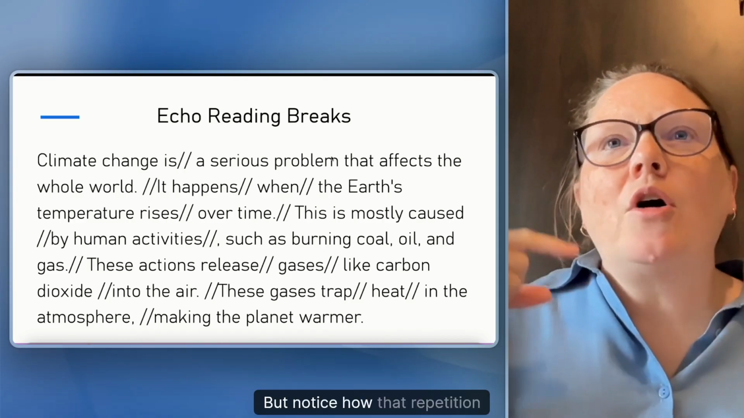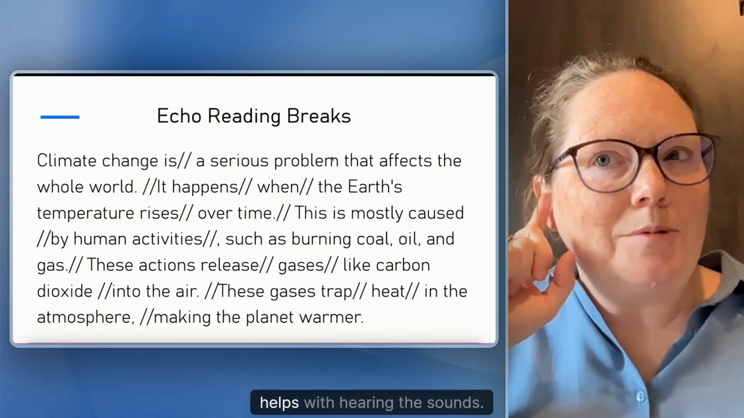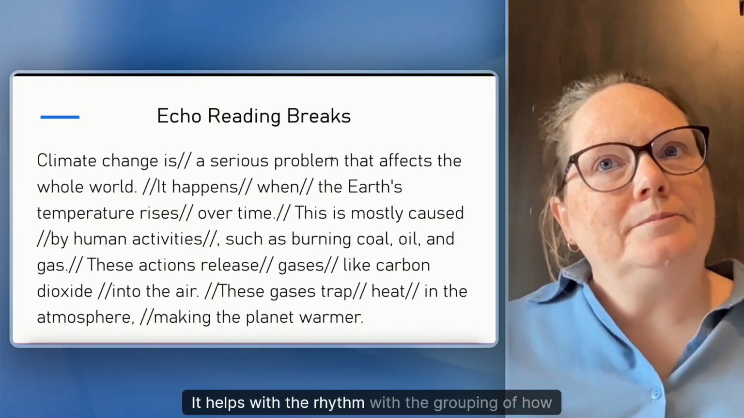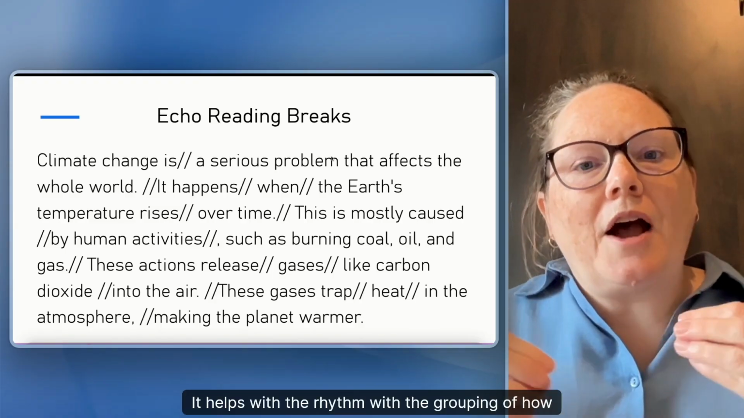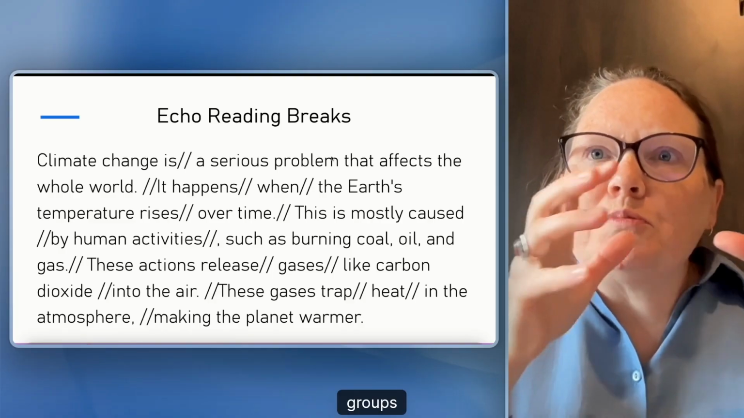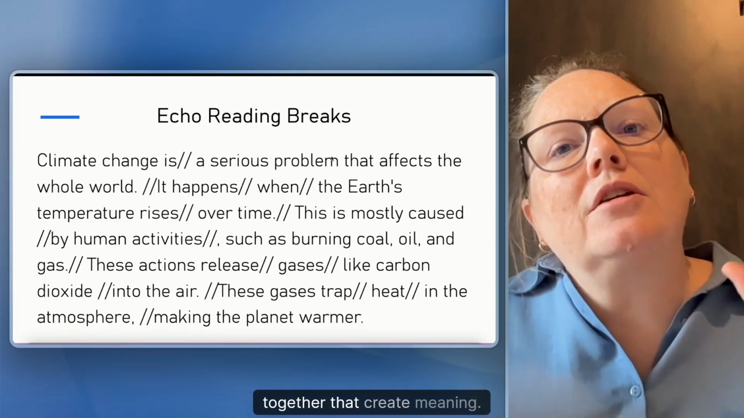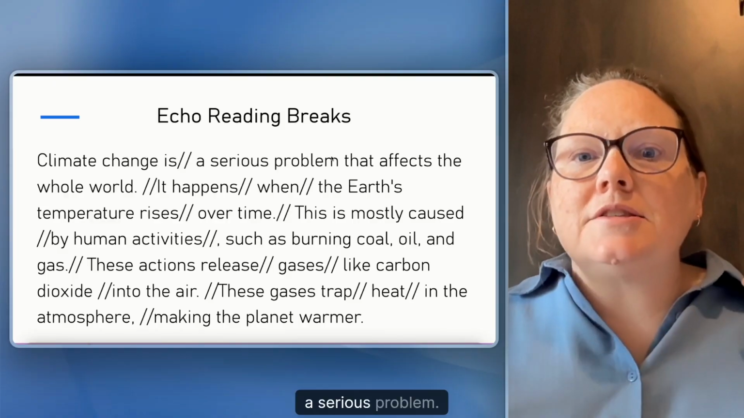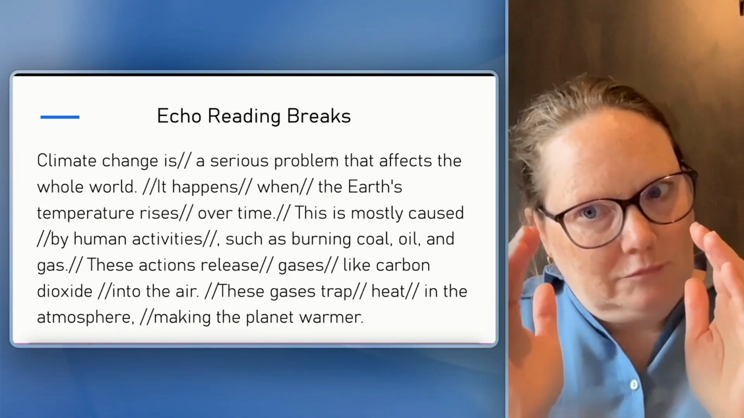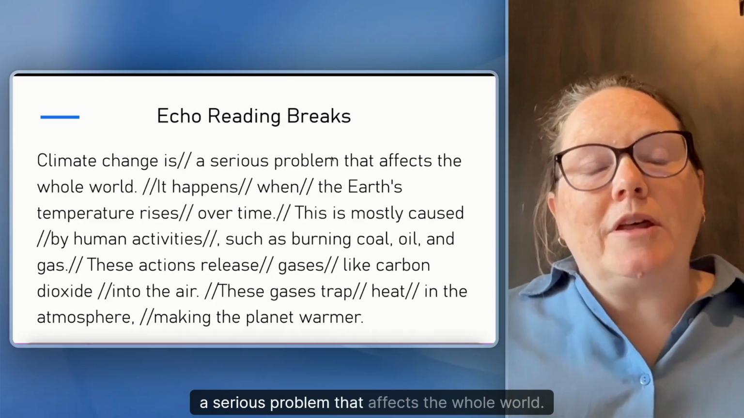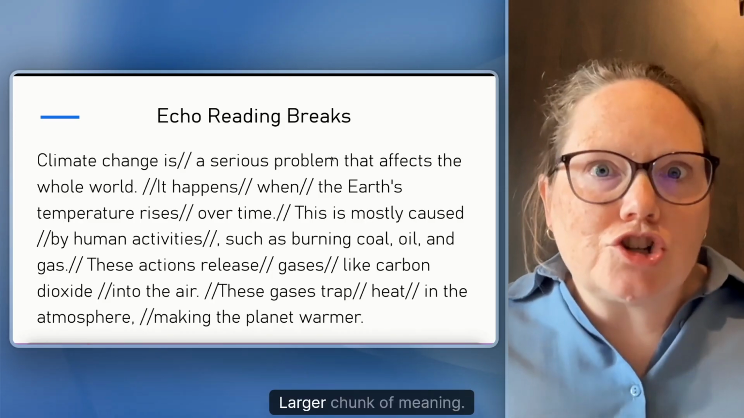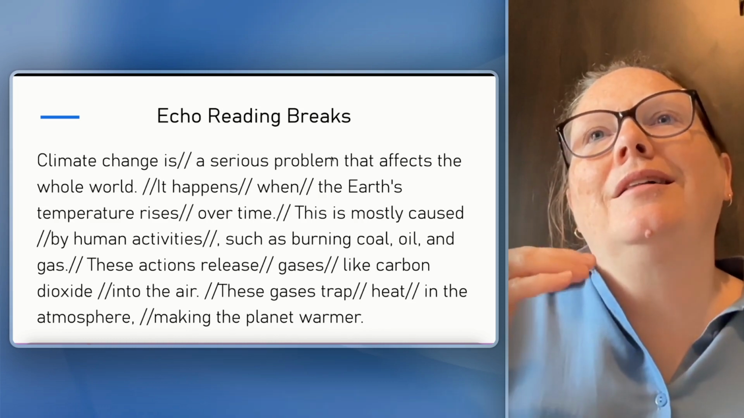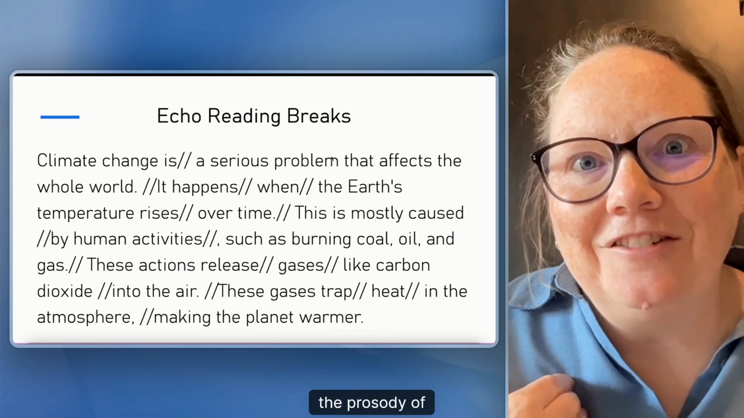But notice how that repetition helps with hearing the sounds. It helps with the rhythm, with the grouping of how we put groups together that create meaning. So climate change, like it goes together. A serious problem, smaller, a serious problem that affects the whole world, right? Larger chunk of meaning. And so it can really help, again, with the prosody of English.